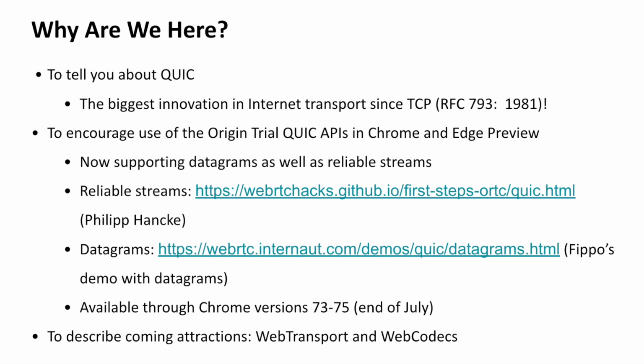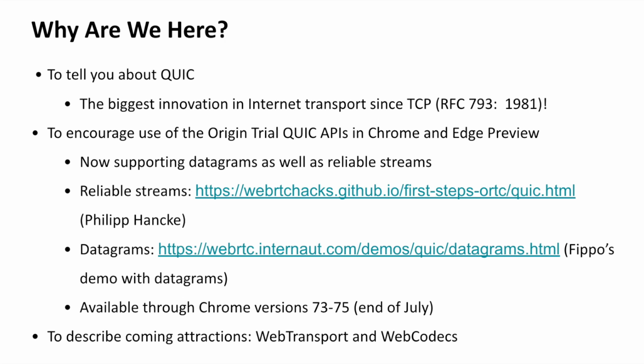We also will be talking about an origin trial for QUIC APIs in Chrome, and that also appears in Edge Preview, so you can use it in either browser. Those origin trials now support both reliable transport, reliable streams, as well as datagrams. The origin trial is based on the ORTC model, and there are some links here to demos of both reliable streams and datagrams, and Seth will be showing you a demo, his own demo, in a little bit.